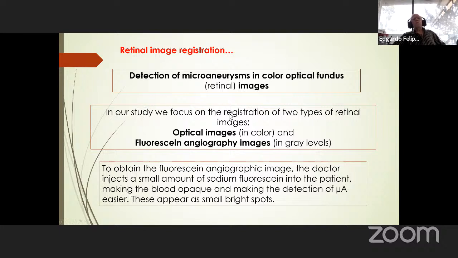In our study, we focus on the registration of two types of retinal images: optical images in color and fluorescein angiography images in gray levels. To obtain the fluorescein angiographic image, the doctor injects a small amount of sodium fluorescein into the patient, making the blood opaque and making the detection of microaneurysms easier. These appear as small bright spots.